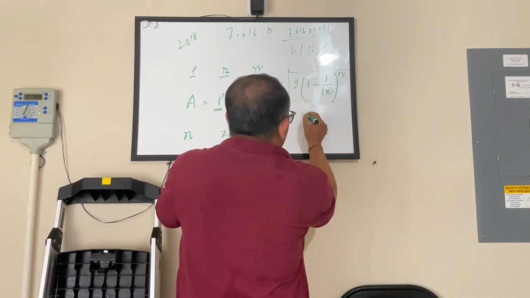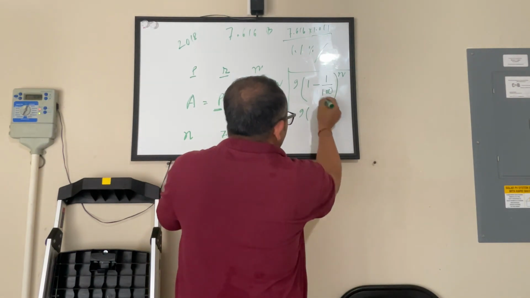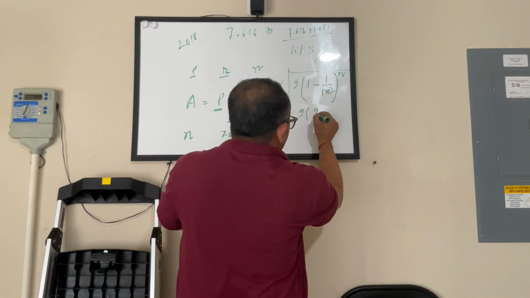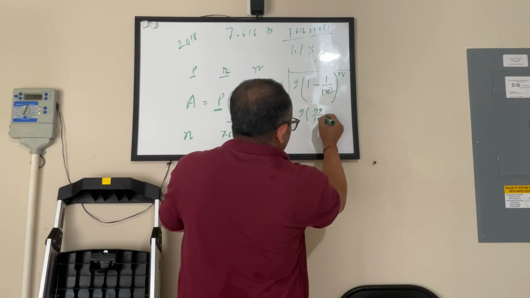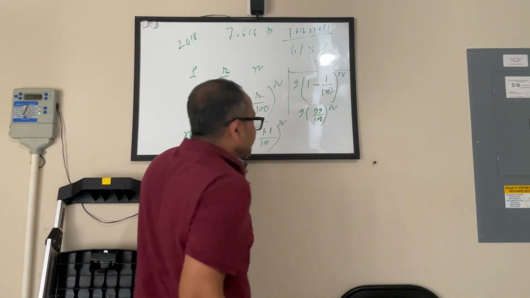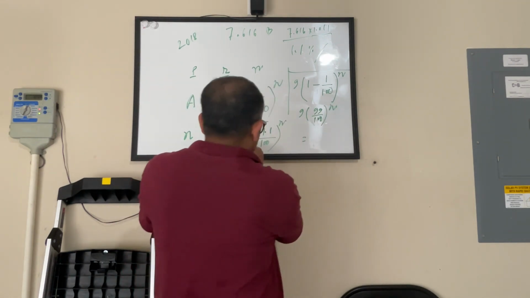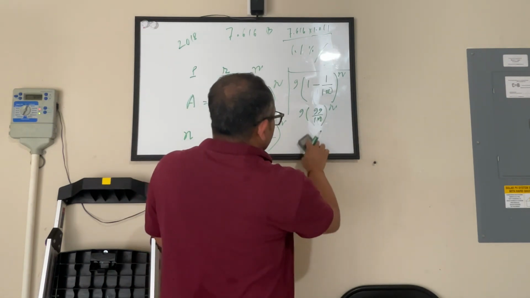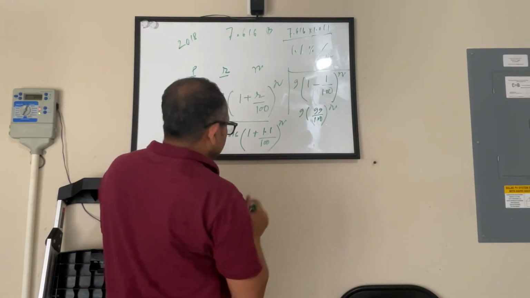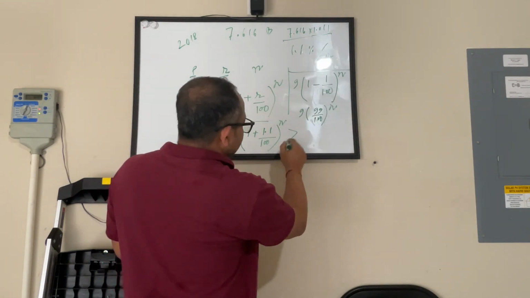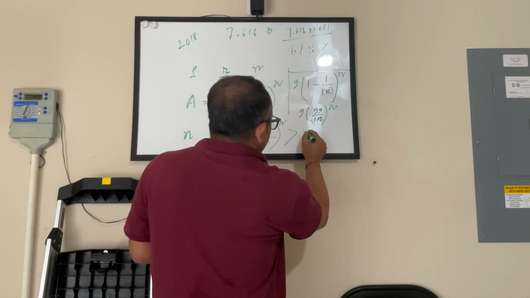Now, what is this value? 9 into, this is 100 minus 1, 99 by 100, to the power n. This is my natural resources and this is my population, and I'm saying this population is greater than this value.